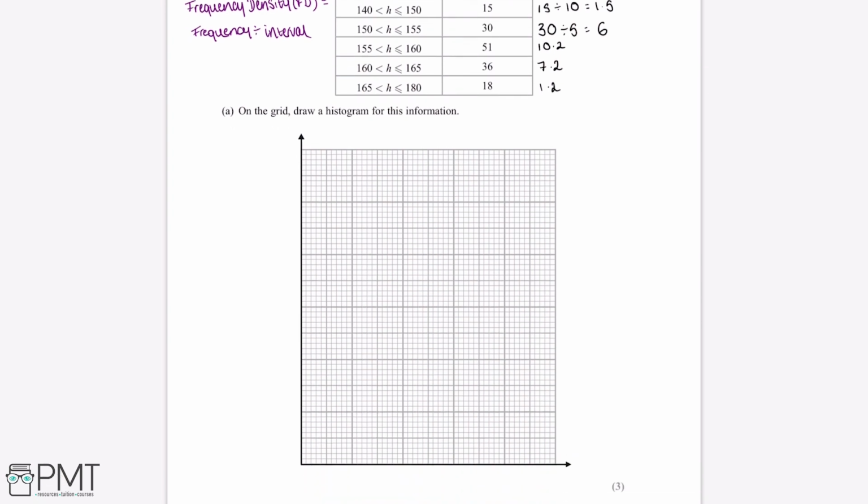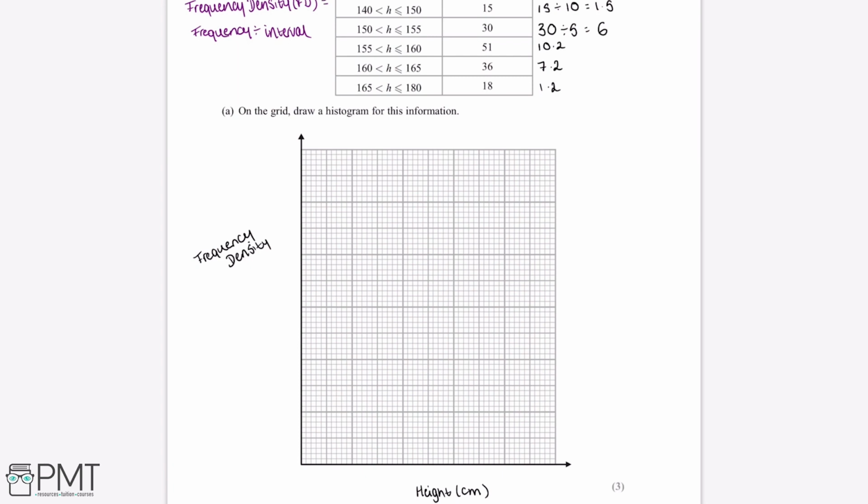So now what we need to do is draw the information onto this histogram. The first thing we can do is label our axes. So our x-axis will be the height in centimetres, and our y-axis will be our frequency density. Next we'll need to work out a suitable scale for both the x and y axis of this histogram.